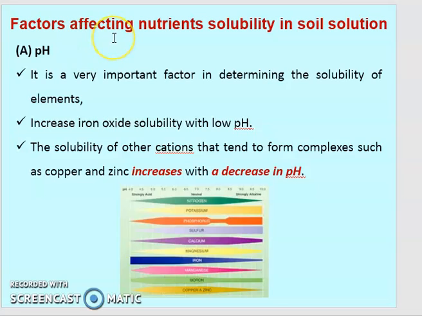Many factors affect the nutrient solubility in the soil. The most important one is the pH. Most of elements dissolve in a low pH. When the pH decreases, most of the elements become soluble.